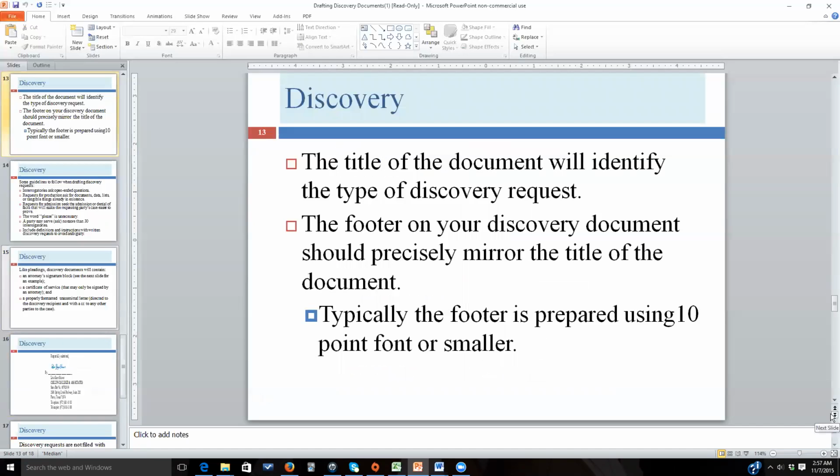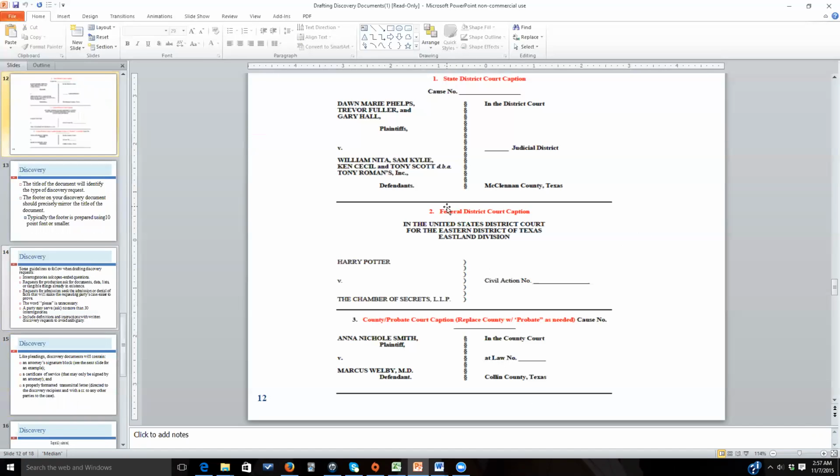So the title of the document will identify the type of discovery request. And in Texas State Court and federal courts in our area, the title is going to be right here, centered. So it'll be here for Texas State Court underneath the caption, and it'll be here, centered, in Texas Federal Court under the caption. There are some state and federal courts who put it somewhere over here where we put the court information in state court, or we put the civil action information.